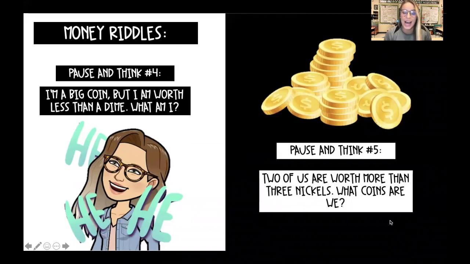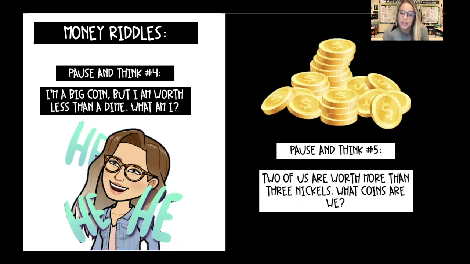Okay, now we have 2 money riddles, and this is kind of fun, and it's a little tricky, so make sure you're paying close attention because they might trick you. We have 2 pause and think questions on our money riddles. The first one, pause and think number 4, says, I'm a big coin, but I am worth less than a dime. What am I? I'm going to read that one more time for you. I'm a big coin, but I am worth less than a dime. What am I? So pause the video here, put down what you think the answer is, and then press play when you're finished.